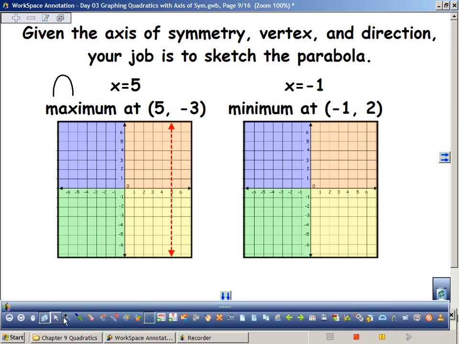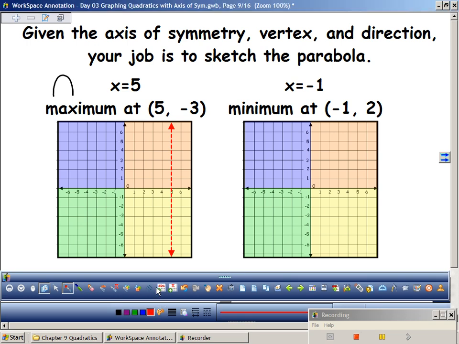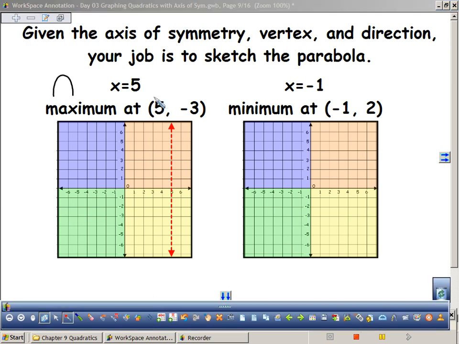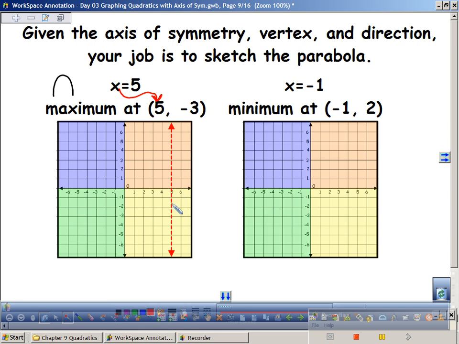Exactly. So the vertex is going to lie on that line. Specifically, we also know the x value is that first number, right? Because if I go over 5 and down 3, that's going to be my vertex. And since it's a maximum, I know it's going to look like that. It didn't give me any more information than that, so I'm sketching. That's why this is a sketch.